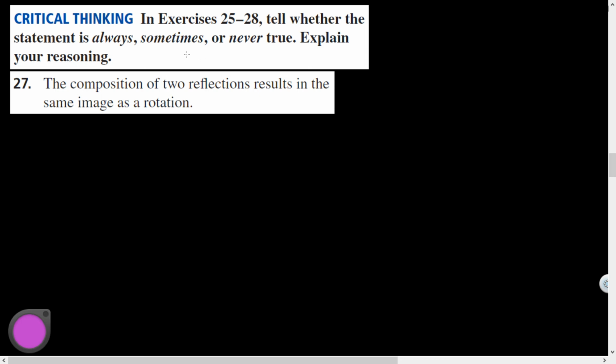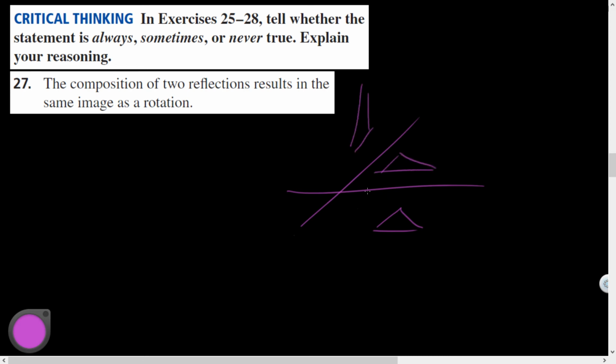Always true, sometimes true, never true. Well, the problem we just looked at had intersecting lines. I don't know, I drew that completely wrong, didn't I? This is the same as a rotation. That was one of our theorems that we did. So it's at least sometimes true. Is it always true? What's a counterexample to always being true?